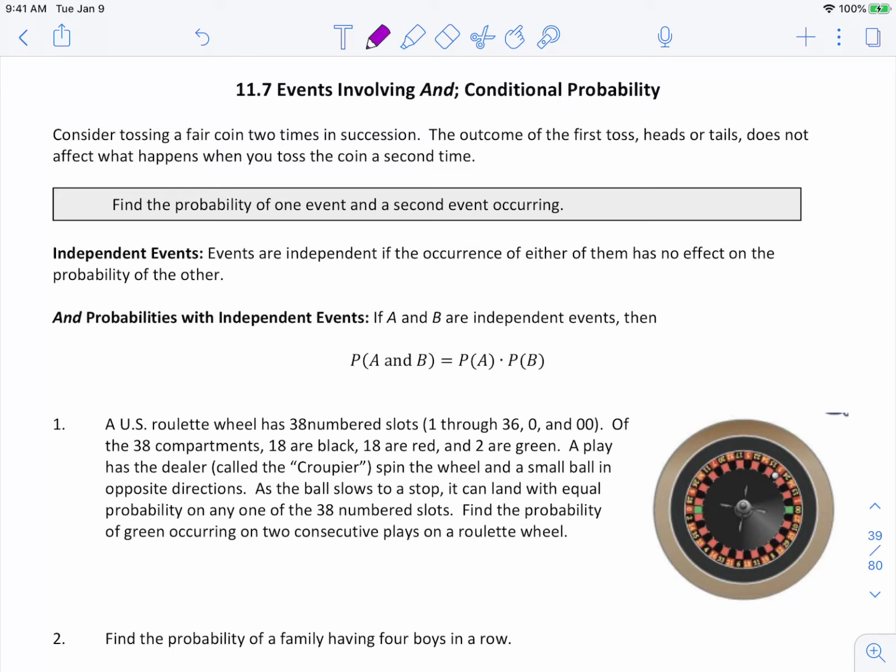Independent events. Events are independent if the occurrence of either of them has no effect on the probability of the other. And probabilities with independent events. If A and B are independent events, then the probability of A and B, this is what it looks like in symbolic notation, A and B, it's the intersection of A and B. That's equal to the probability of A times the probability of B.